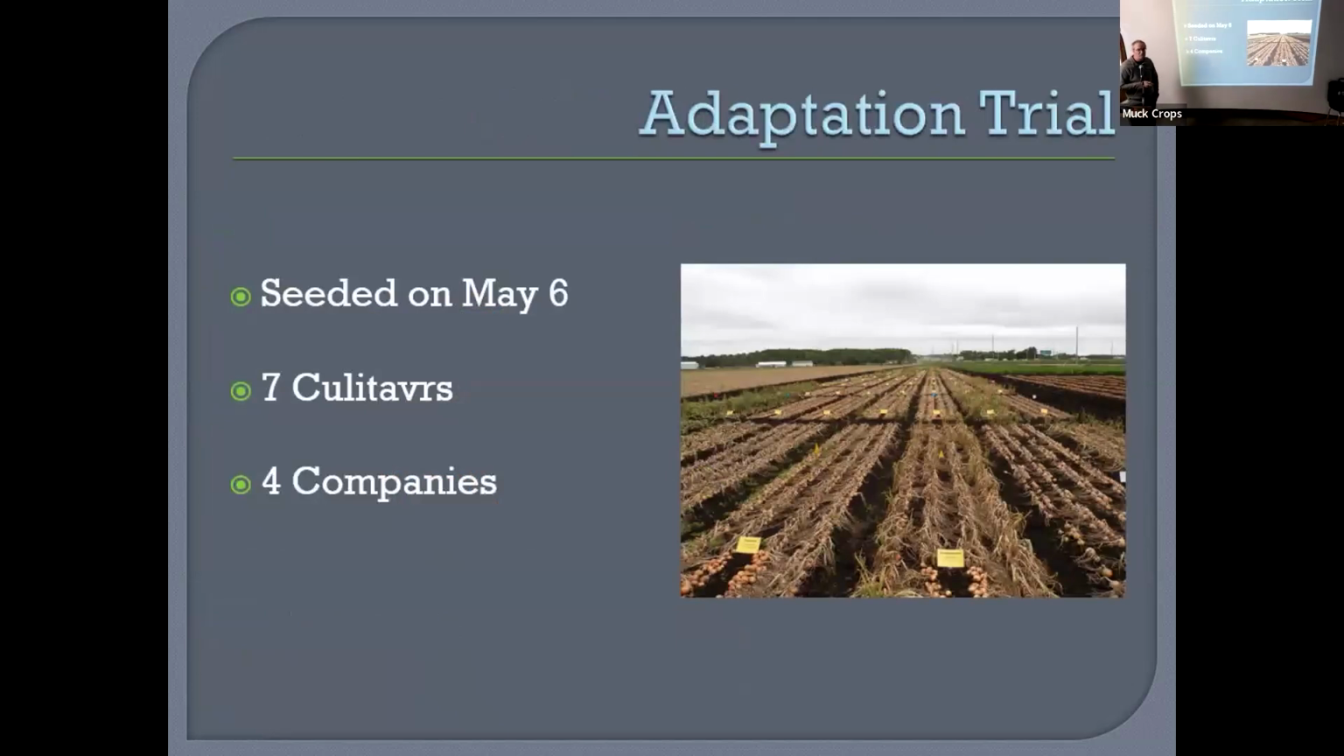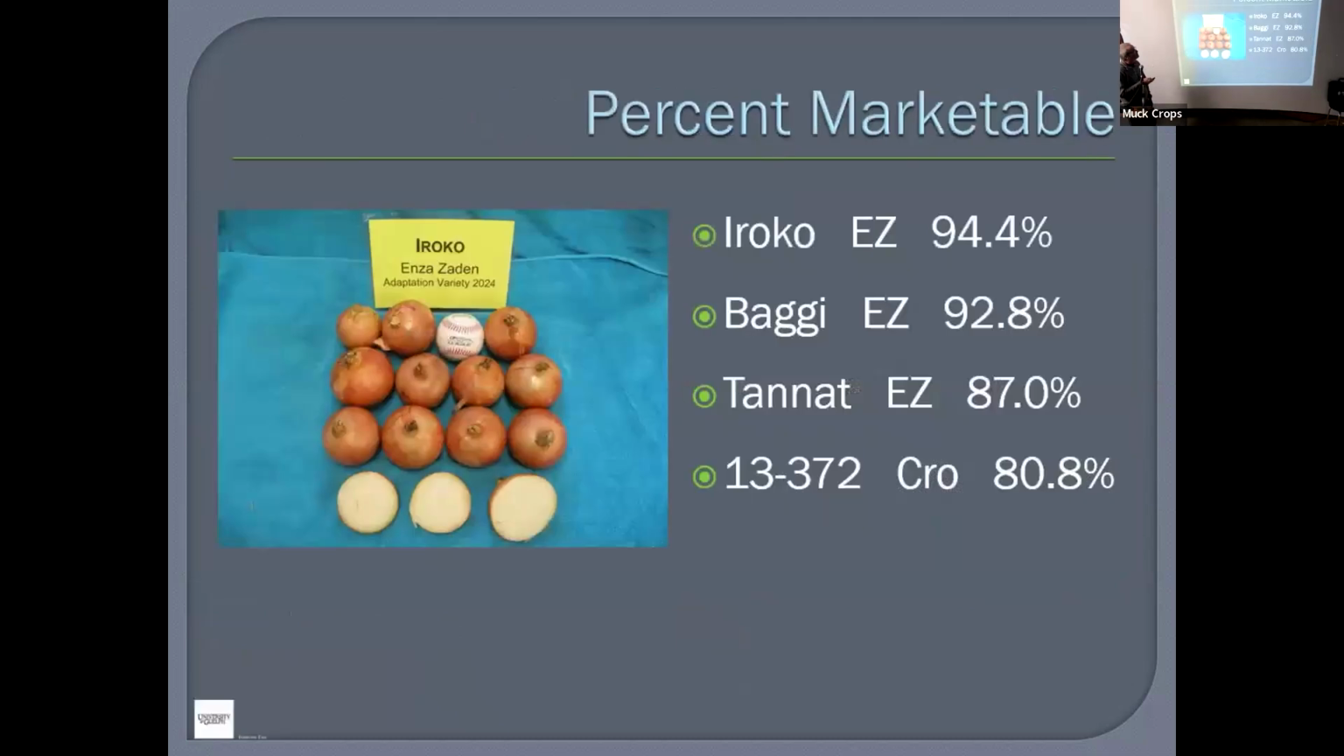So adaptation, this year we had a few varieties in the adaptation trial. We had 5, if I'm not mistaken. They were seeded also on May the 6th. There were 7 cultivars, and they were from 4 different companies. So again, these are varieties that the seed company might just want to try out on muck, to see how it does on muck. Might be something that they're soon getting ready to release on a larger commercial scale.